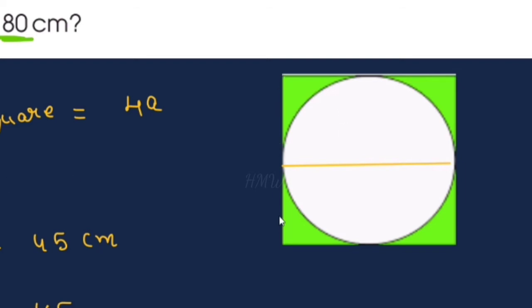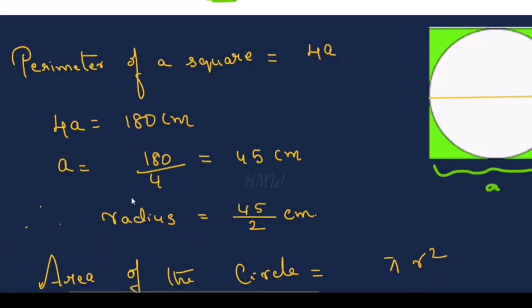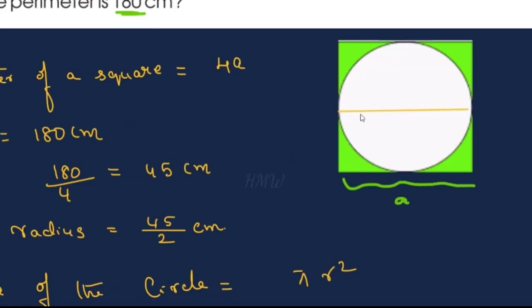So this is a square. Its perimeter is 180 centimeter. What is given here? Perimeter of a square is given as 180 centimeter. You know the perimeter of a square is 4a. Suppose you take this side as a. So this is 4a, so a is equal to 180 by 4, that is 45 centimeter. So this is the side of the square, a.